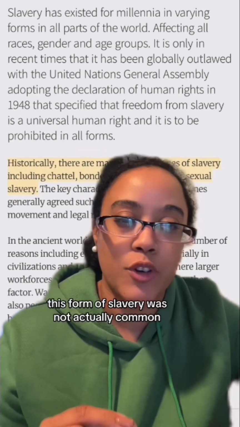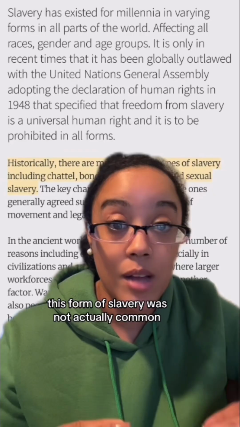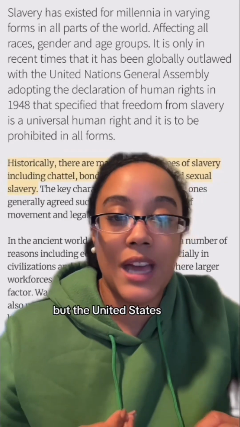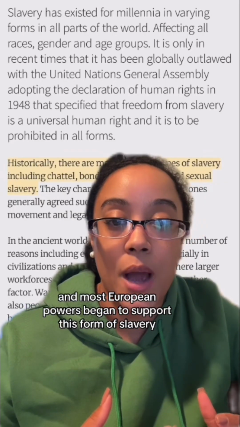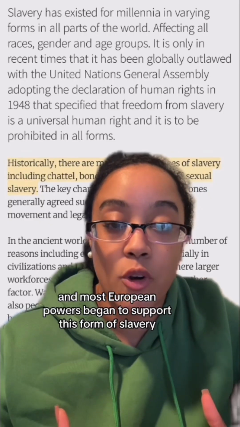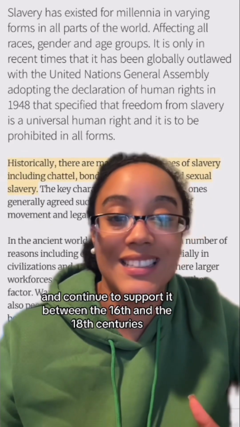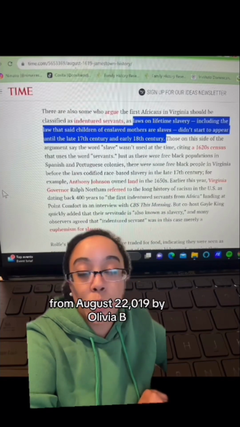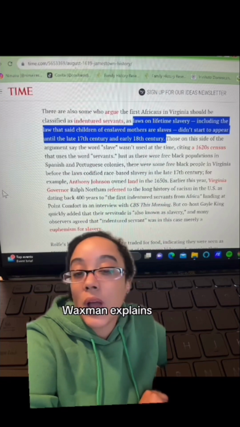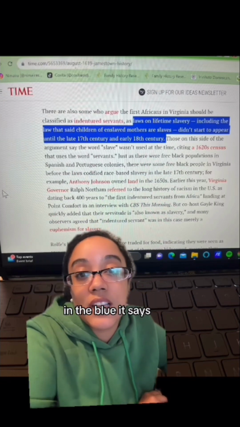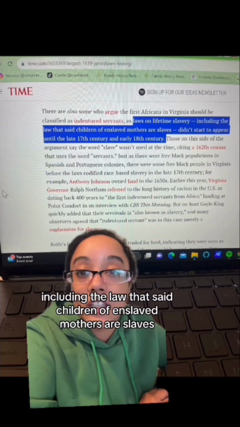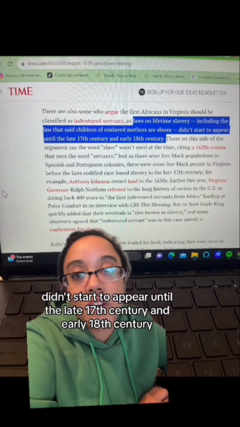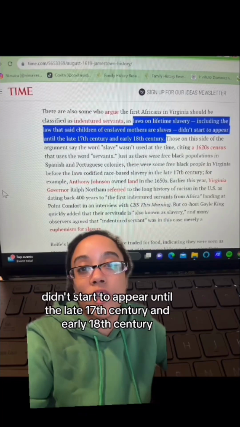This form of slavery was not actually common before the American slave trade began. But the United States and most European powers began to support this form of slavery and continued to support it between the 16th and the 18th centuries. This article here from Time magazine from August 20, 2019 by Olivia B. Waxman explains, in the blue, it says: laws on lifetime slavery, including the law that said children of enslaved mothers are slaves, didn't start to appear until the late 17th century and early 18th century.